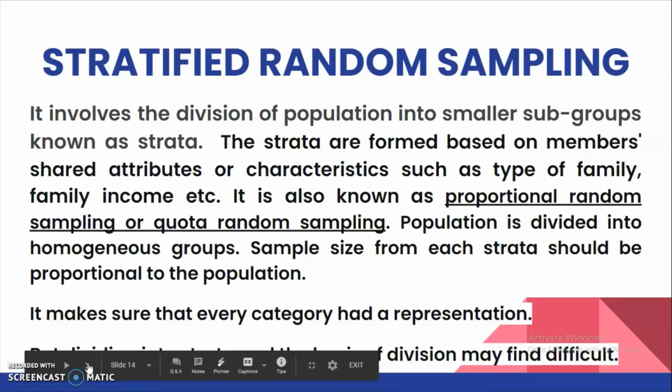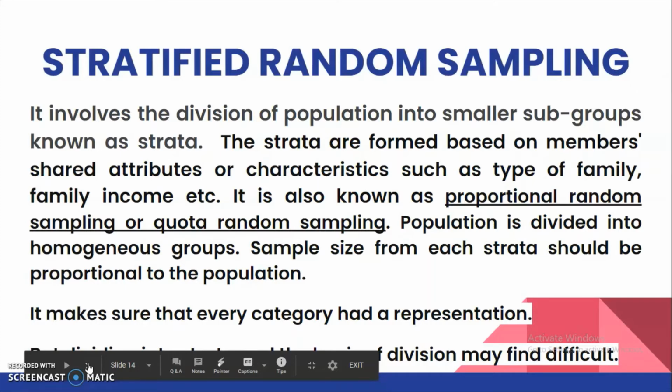So he decides that if he uses random sampling, the representation for each state may not come, and some states may have more students. If there are some 1,000 students, maybe 400 may come from one state, 200 from another state, 300 from another, and 100 from the other. The numbers from each state may not be proportional, may not be equal. So we need to take that point into consideration.